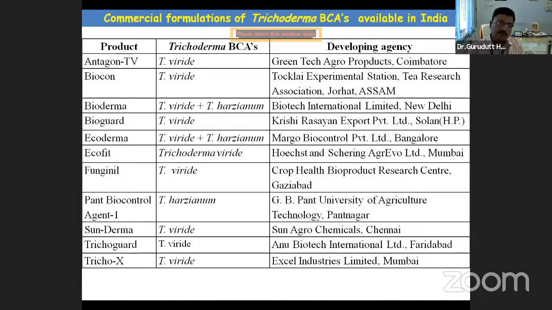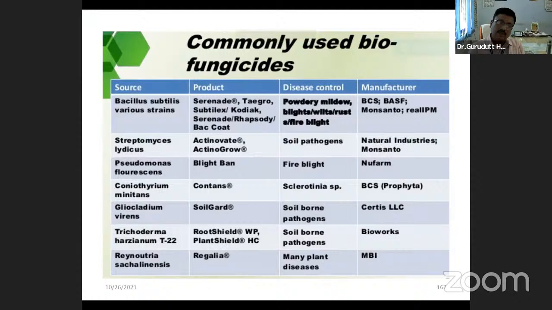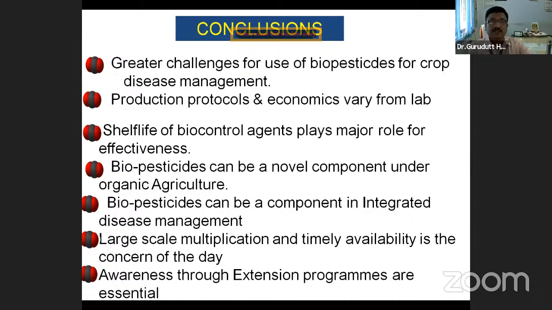You can say Trichoderma is available from a number of companies and universities, and many other biological fungicides like Streptomyces and Pseudomonas, across the globe and across India, are at the forefront of private companies. They are also using this, and they are giving testing molecules to the universities to check the efficacy of these various biological fungicides. And finally, I would like to conclude this presentation with a few points.